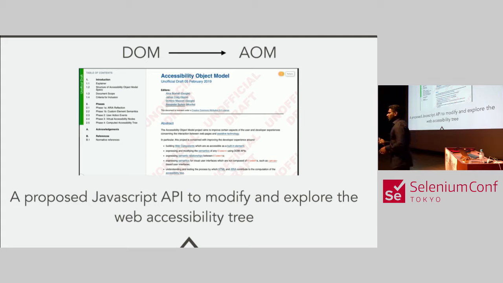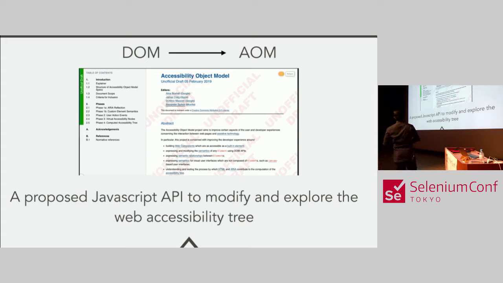So we spoke about DOM. Since we're all Selenium testers here who have done automation for a very long time, we know what DOM is, right? Document Object Model. There's something called AOM, which is the Accessibility Object Model. Anyone heard about it before? Perfect. I'm so glad you're here.